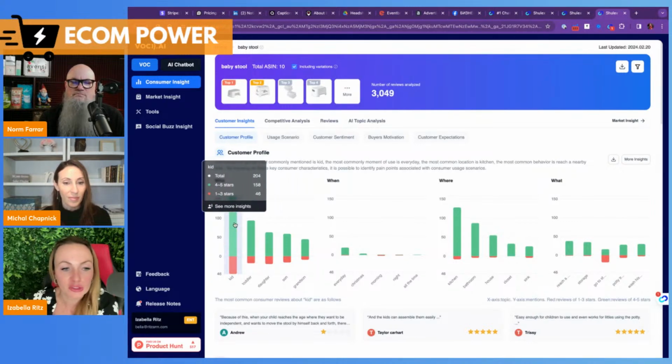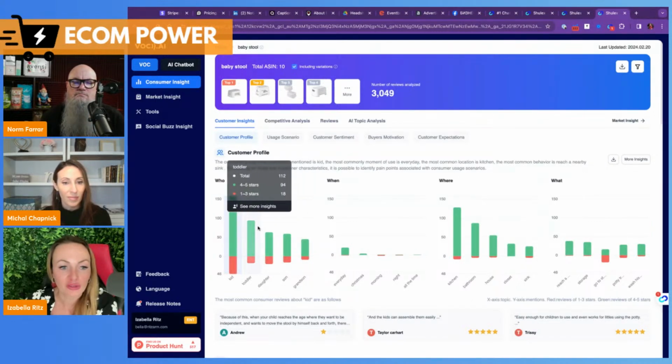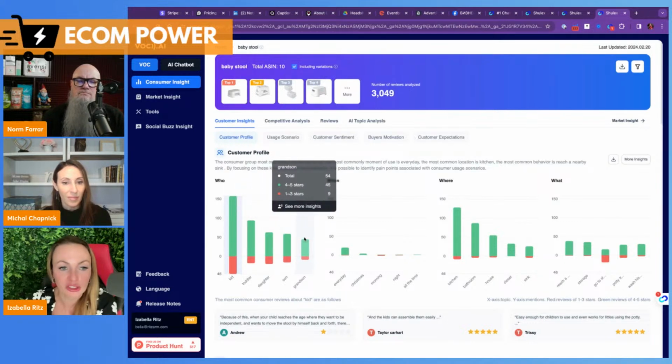And on the first section, especially for those of you that are listening and not looking at the screen, we have kid, toddler, daughter, son, and grandson. Which, if we summarize who is daughter, son, and grandson, those are also most likely toddlers and kids, right?